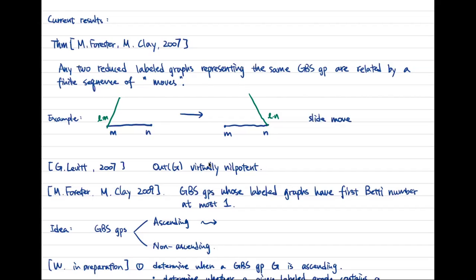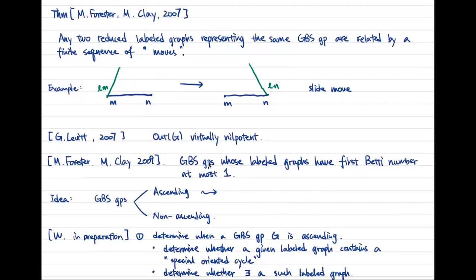There are still two more moves, but because of the short time, I just mentioned this one. If you're interested, you can look at their paper from 2007. There are two more moves on these labeled graphs. The reason why this theorem is very useful is that for any two labeled graphs representing the same GBS group, we know how to change from one to the other by using these three moves.